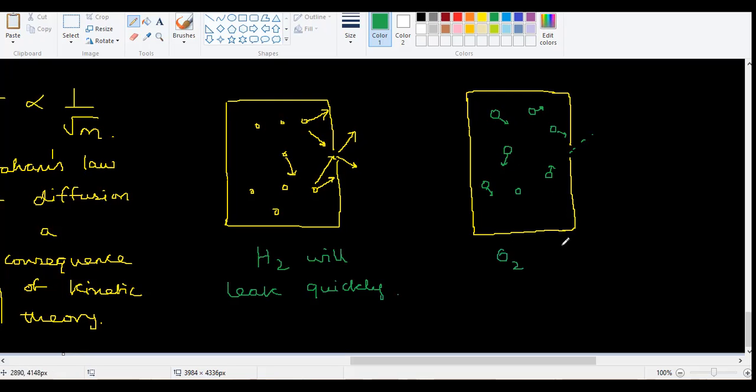Oxygen will not leak quickly. That's all. Okay. If diffusion sounds confusing, just use the word leak quickly. Again, it's only for your understanding. In the exam, you have to write the correct word, which is diffusion. Both in chemistry and physics, you have to use the correct words.